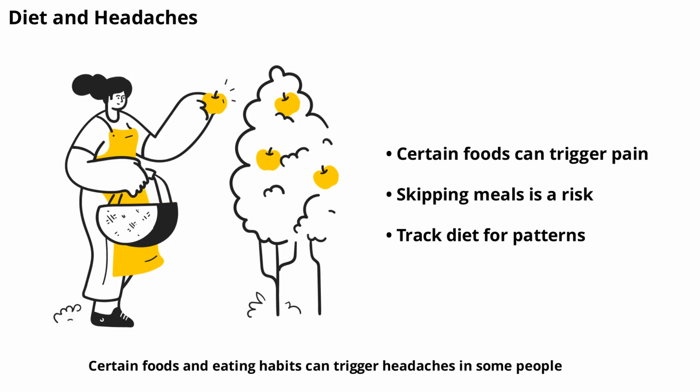Certain foods and eating habits can trigger headaches in some people. Common culprits include processed meats, aged cheeses, chocolate, and foods containing MSG. Skipping meals or fasting can also lead to headaches due to drops in blood sugar.